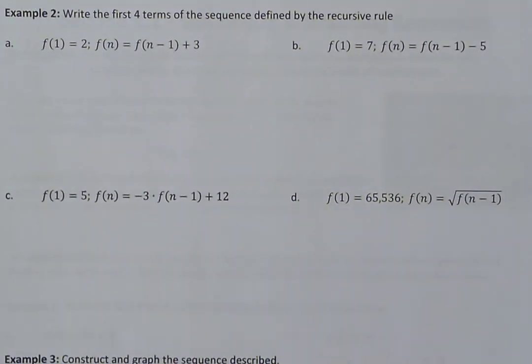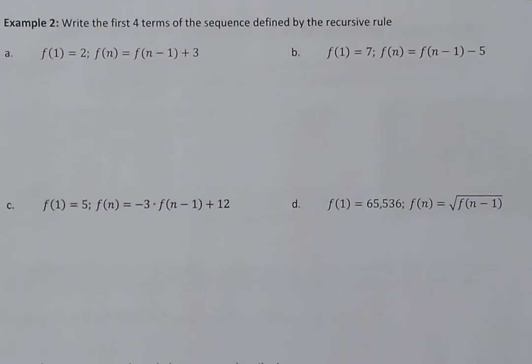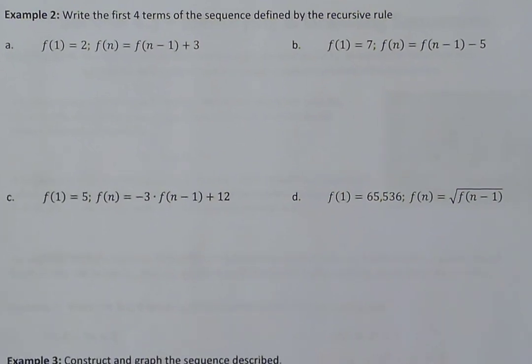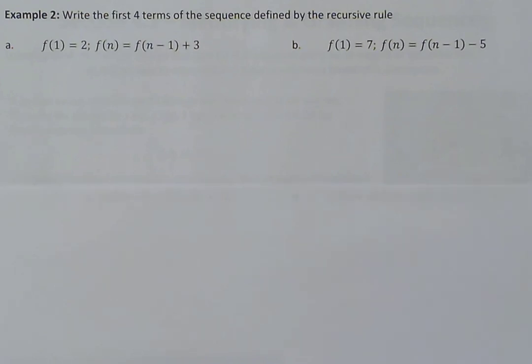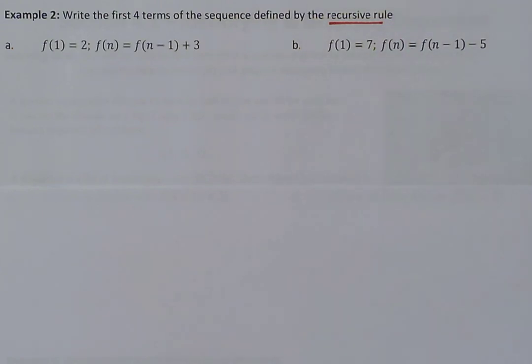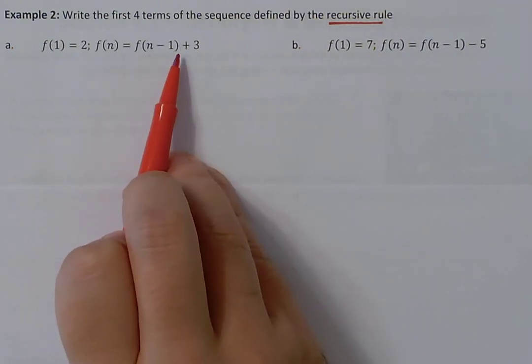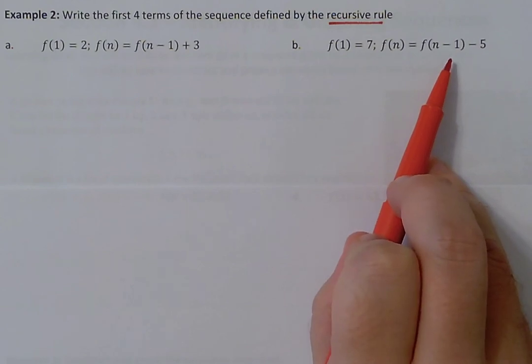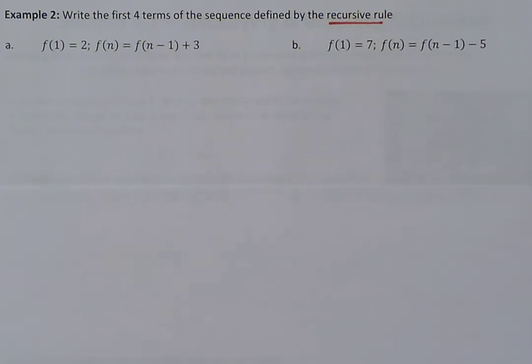Okay, for example 2, they ask us to go through and write the first 4 terms of the sequence. So much like we did with example 1 on the other side with the explicit rules, but this time we're dealing with recursive. So recursive is a little bit different. We're not just going to be able to make a whole list of plugging in 1, 2, 3, and 4. And again, recursive is anytime you see f of n minus 1. Whenever you see that, you need to do what I'm about to do.